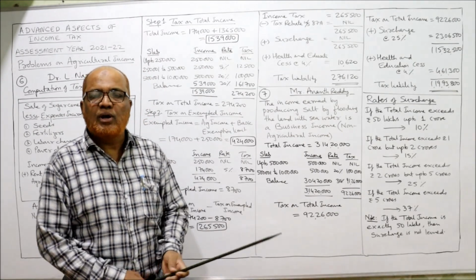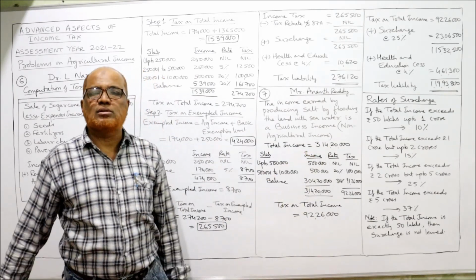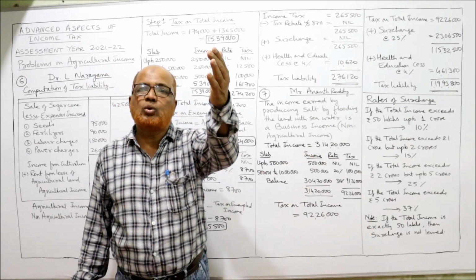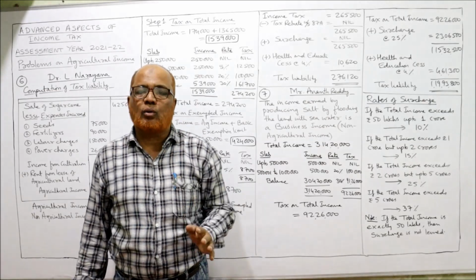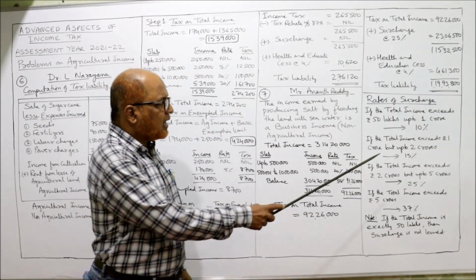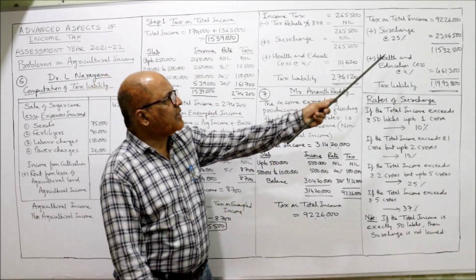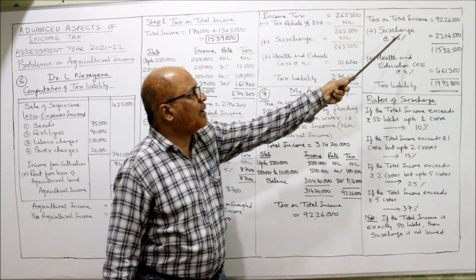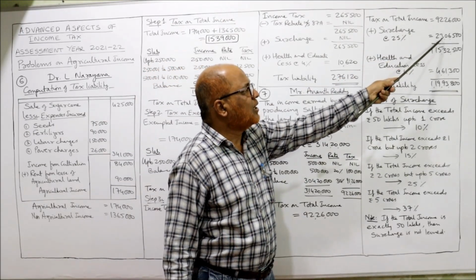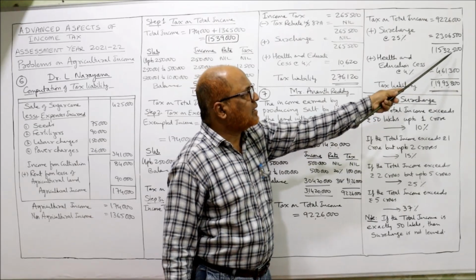In our problem, what is the total income here? 3 crore 14 lakh 20,000. That means it is more than 2 crore but up to 5 crore. The rate of surcharge is 25%. So 25% I am adding. Surcharge 25% of 92 lakh 26,000 is 23 lakh 6,500. Add up, 1 crore 15 lakh 32,500.